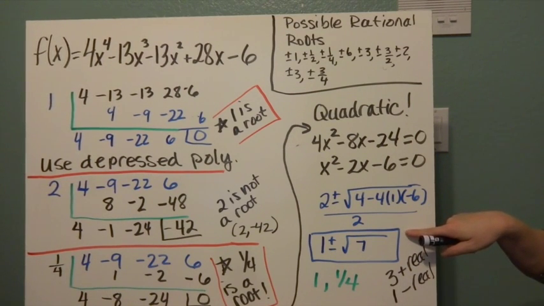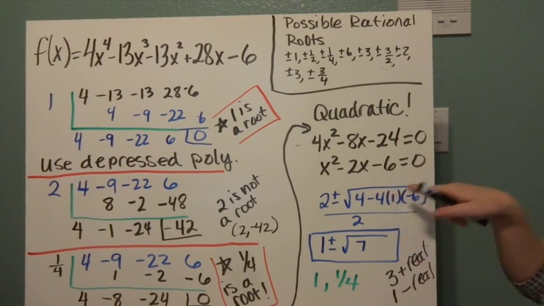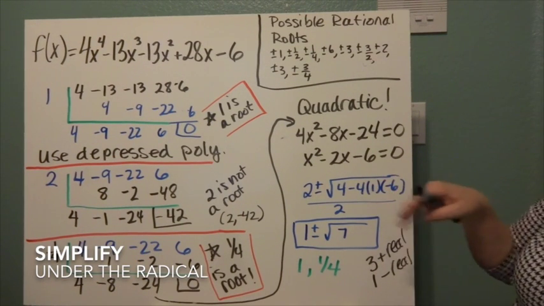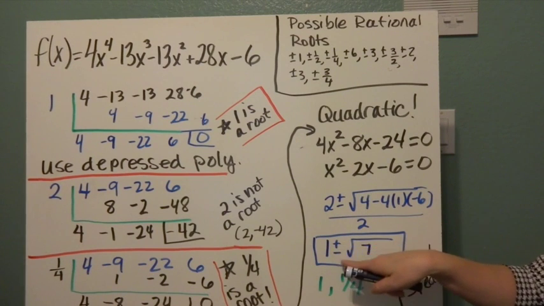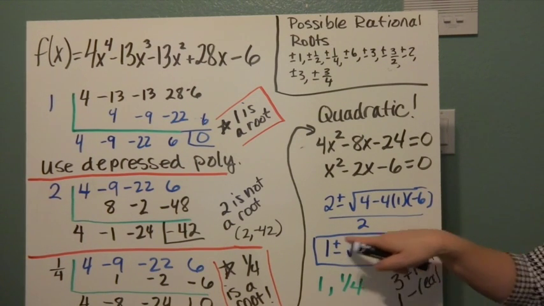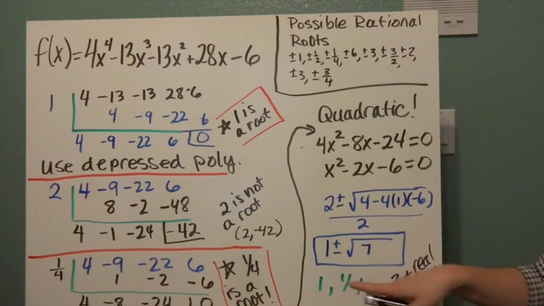There's a couple steps in there, but you go ahead and do all of this stuff under the radical, and you can pull out a 2, and then simplify that, and we have 1 plus and minus rad 7. This gives me 2 different roots. I have my root over here, 1, and I also have 1/4.